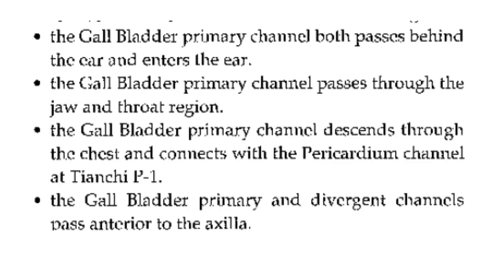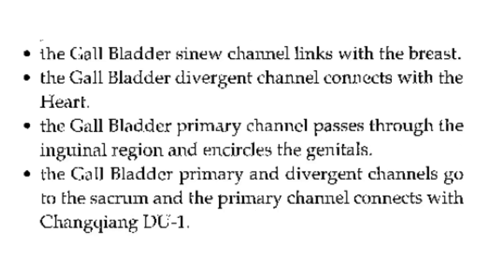The gallbladder primary and divergent channels pass anterior to the axilla. The gallbladder primary channel links with the breasts. The gallbladder divergent channel connects with the heart.